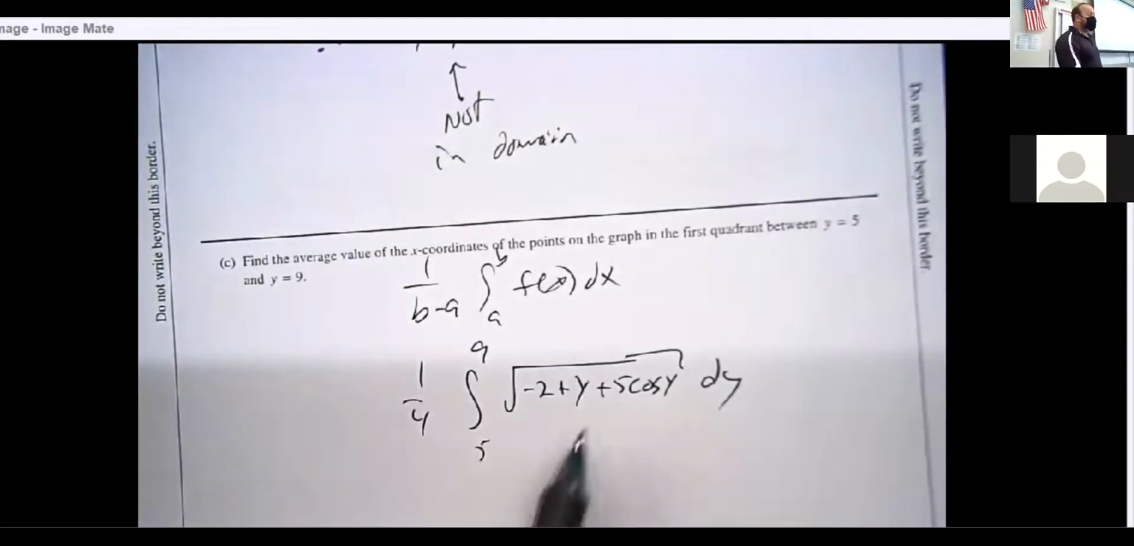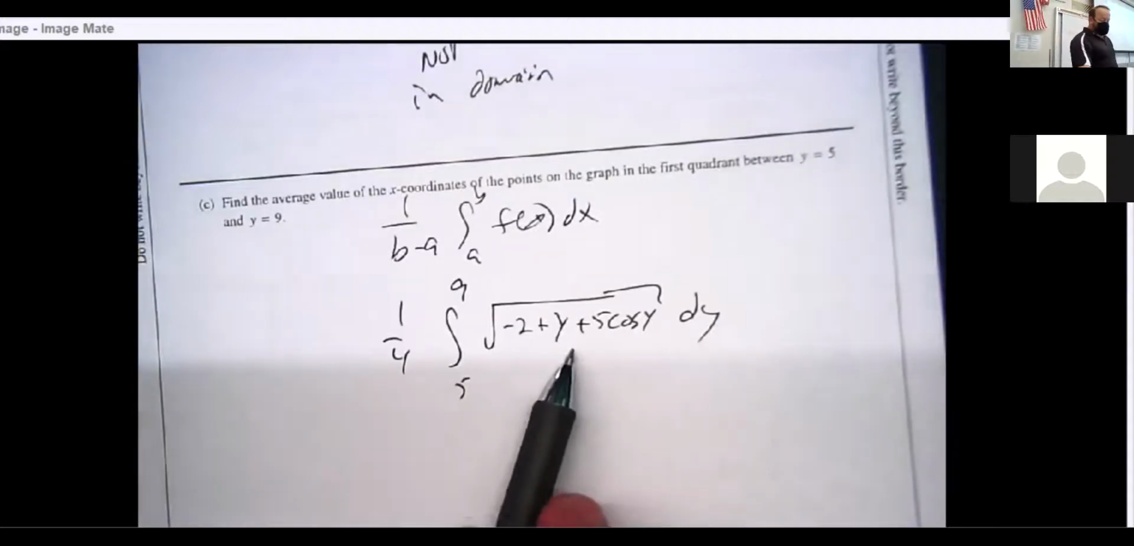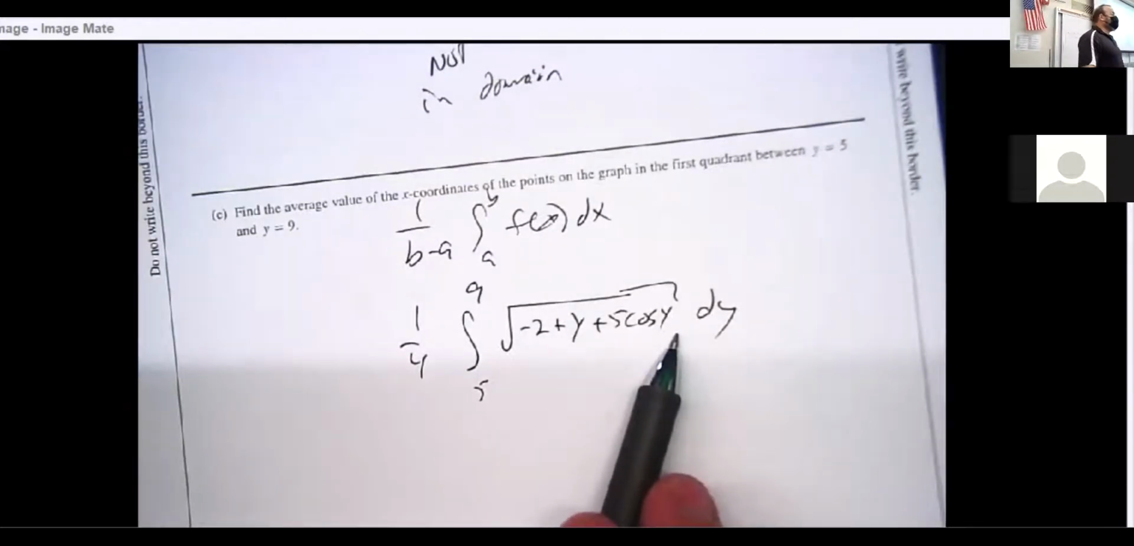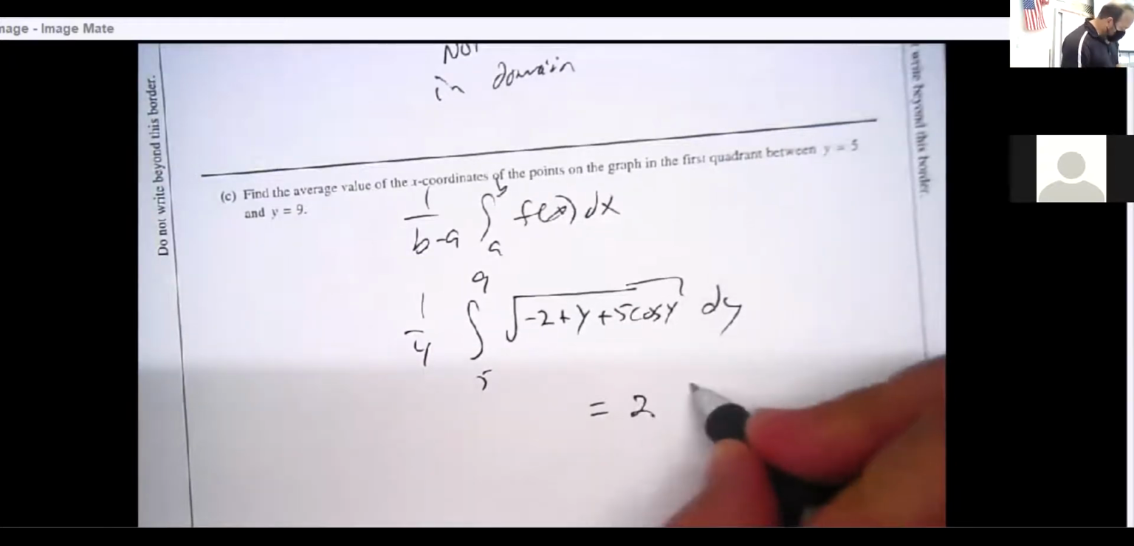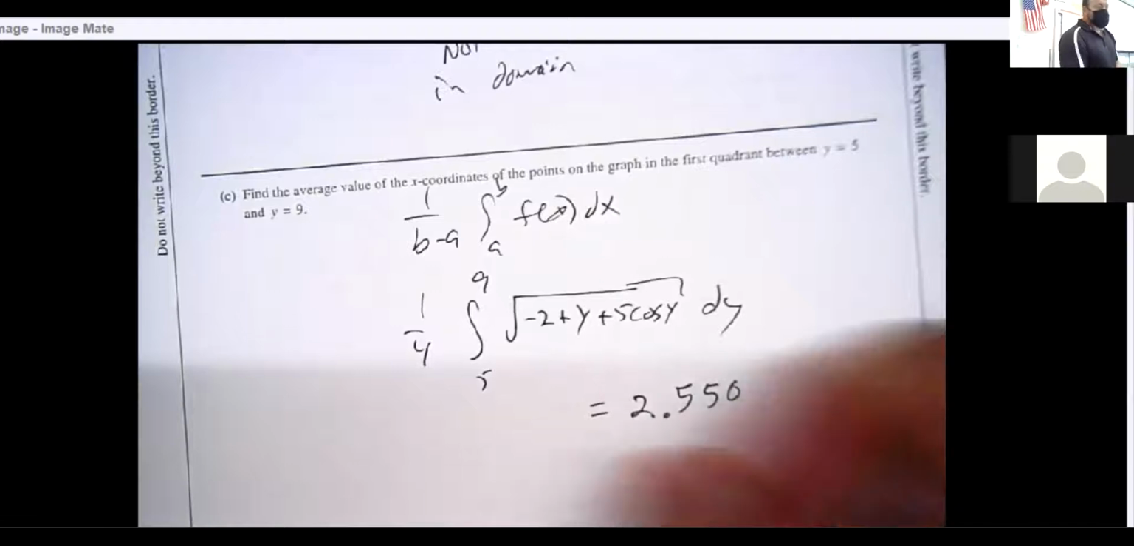Now, if you wrote that down, you're going to be good, because do you guys have the ability to integrate that thing? I don't, but with my calculator, I'm happy. I can do that, and I got 2.550.